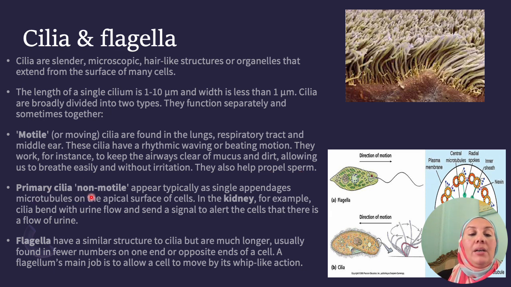Sometimes the cilia are non-motile. They look like appendages, like microtubules on the surface of cells. They can bend with urine in the kidney to give a signal that there is urine flowing. Okay, so that's this role. Flagella are similar to cilia, but they're much longer, usually found in fewer numbers on one end or opposite ends of a cell. We find it in prokaryotes, obviously, and sperm cells, some cells that help them to move by the whipping action that they do.